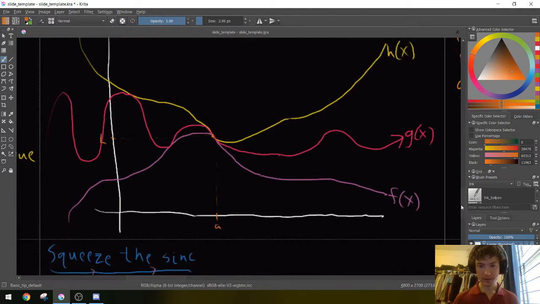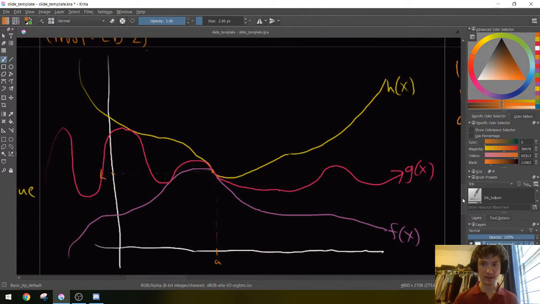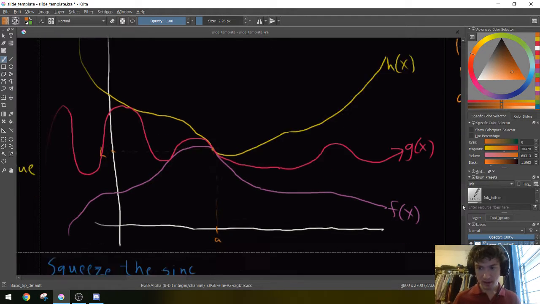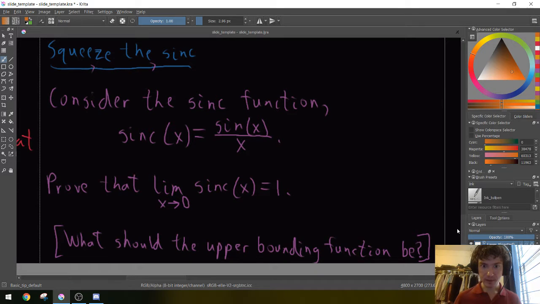Good. Other thoughts or questions or comments on squeeze theorem? No. Okay. Let's study this new function that you may not have seen.